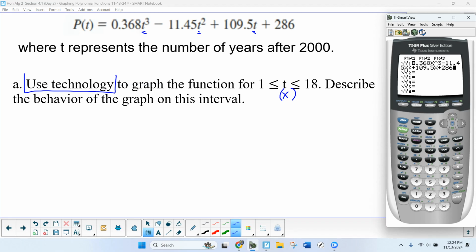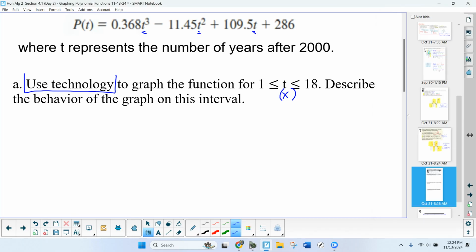Now, guys, if I do Zoom 6, let's think about this graph for a minute. If I do Zoom 6, I'm not going to see anything, because where is the y-intercept on this graph? Let's talk about this graph. Where is the y-intercept? 286. So if you do negative 10 to 10 by a scale of 1, you're going to see that little bit of the window. So we are going to need to adjust our window.